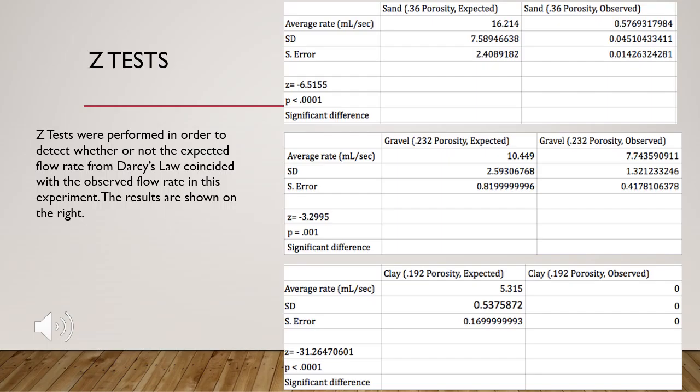We also calculated the z-score of gravel. We got negative 3.2995, which had a p-value of 0.001, which also showed a significant difference. As you can see, whenever I did my experiment, the clay did not yield the water. We had a flow rate of 0, which ended up making our z-score a negative 31.264 with a p-value of less than 0.001, which showed a significant difference.